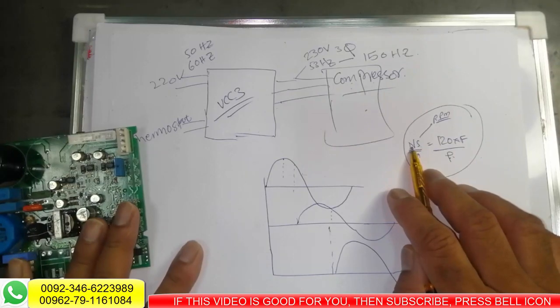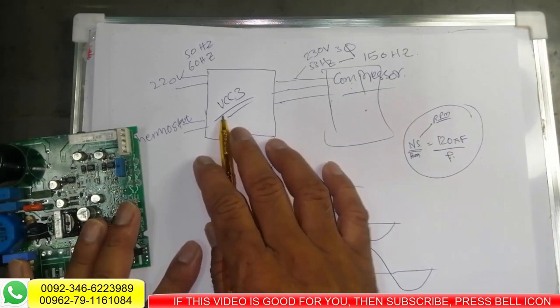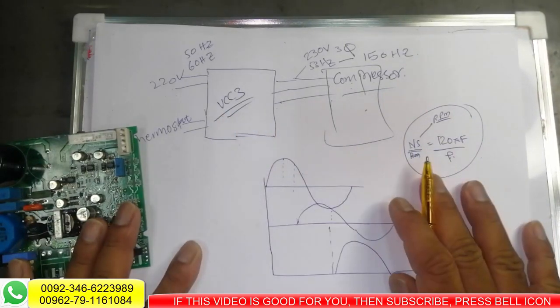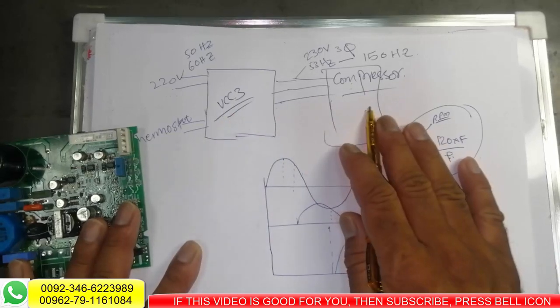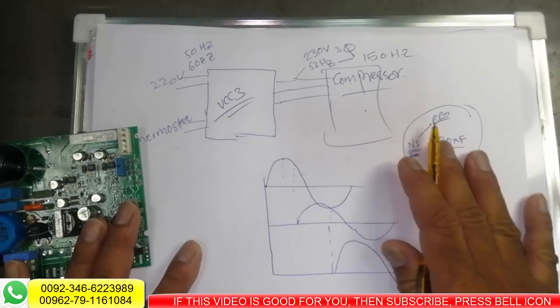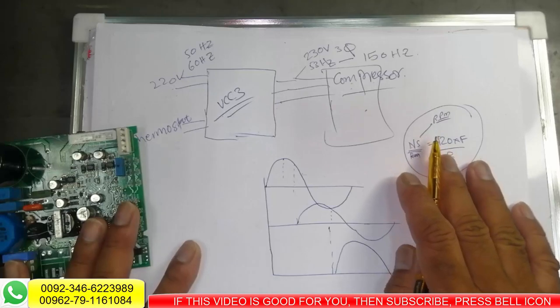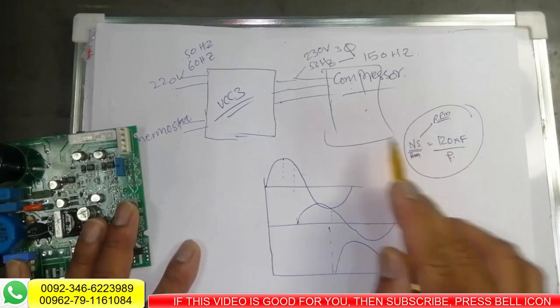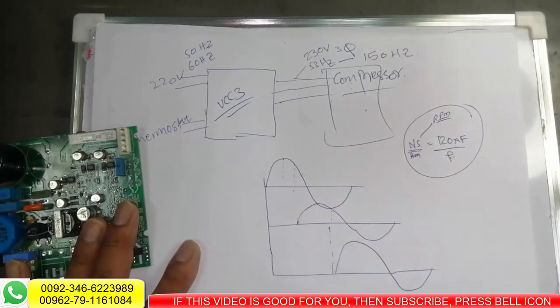It has two stages, slow running or full running. The compressor keeps running all the time in inverter AC, inverter technology. So it changes the frequency.